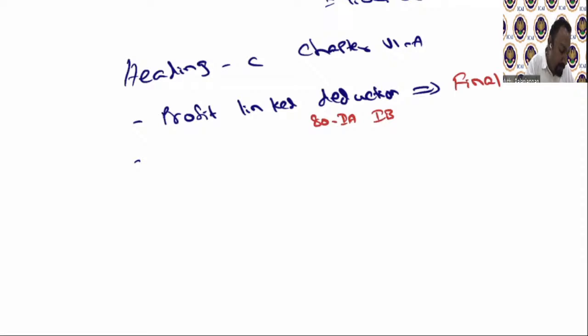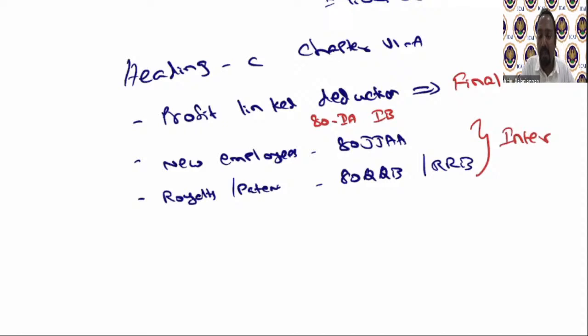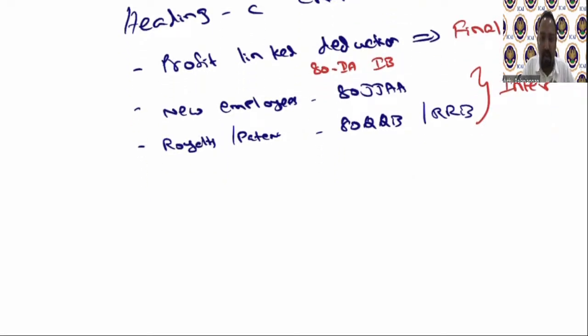Apart from that, you have various provisions relating to new employees, that is called 80JJAA. Then you have royalty income and patent income, which is 80QQB and 80RRB. So these three provisions only will be covered in your intermediate syllabus. The rest you'll be learning a little later after you complete this course.